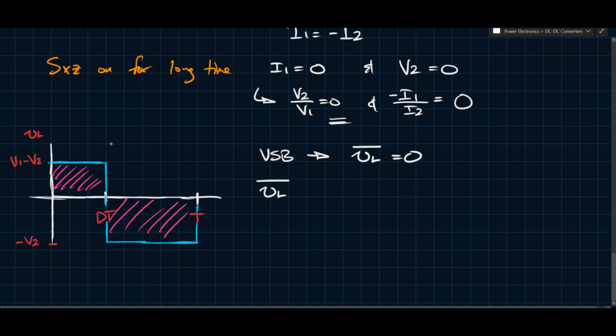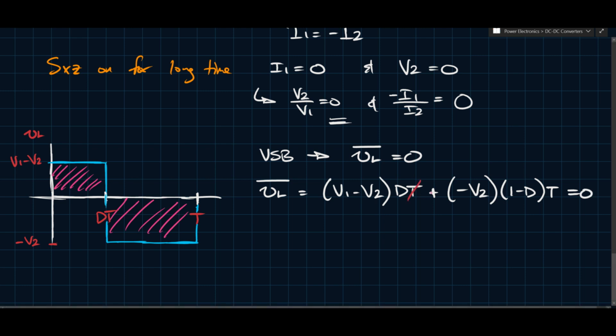So the average for this first region, the one that's above the horizontal axis here, is going to be, well, we can integrate it or we can just look at it directly. This is simple enough to look at directly. So I can say that this has a height of V1 minus V2, and it has a width of dt. And we see that this second region here has a height of, let's say, minus V2, and it has a width of 1 minus d times t. Okay, and so this has to equal 0.